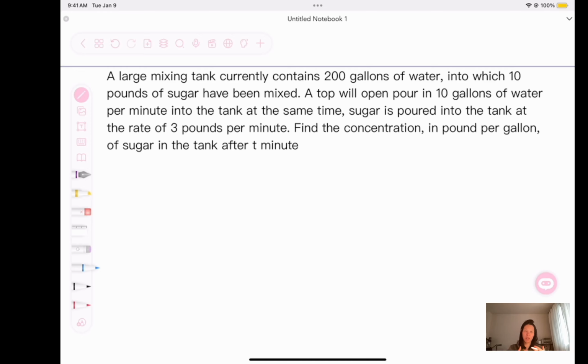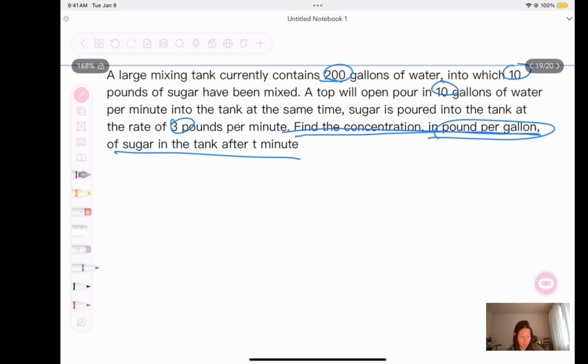So when you start an application problem, always start with the question and then the numbers. What numbers do they provide? 200, 3, 10, and 10. So circle this important information. Okay, so what do they want us to do? They want us to find the concentration. And they give us the unit, which is pounds per gallon. So write this down: pound per gallon.